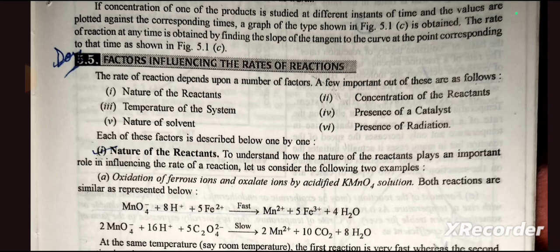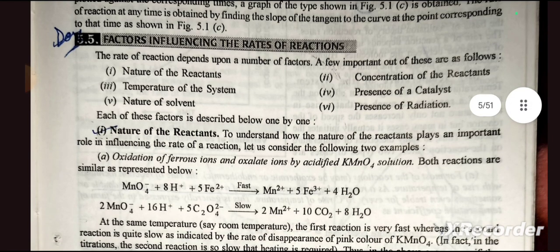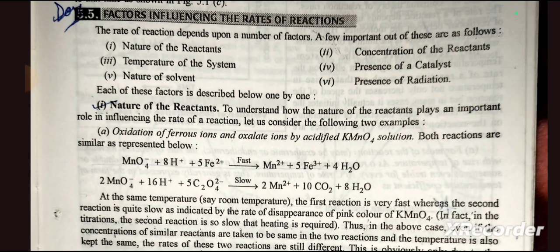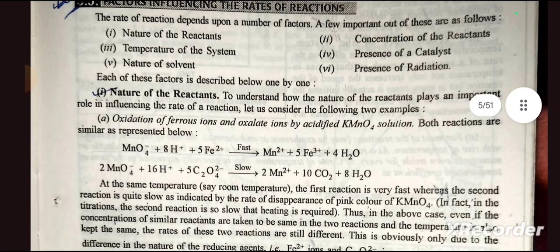The rate of reaction depends upon a number of factors. A few important ones out of these are as follows. First, nature of the reactant. Second, concentration of the reactants. Third, temperature of the system. Fourth, presence of a catalyst. Fifth, nature of solvent. Sixth, presence of radiation. Each of these factors is described below one by one.